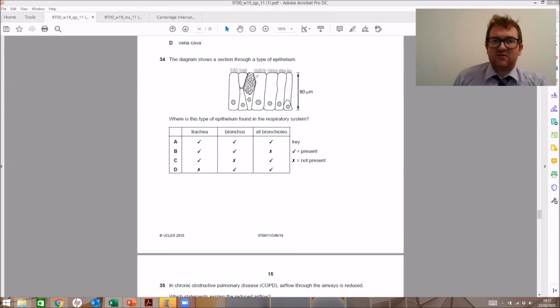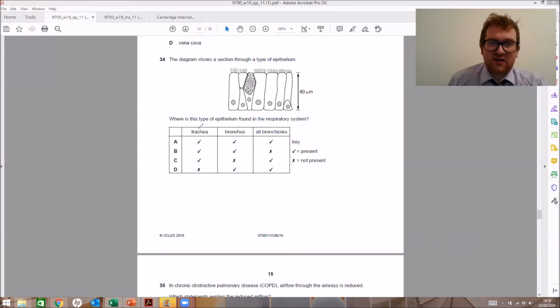Okay. So obviously this looks like a goblet cell, that's a mucus secreting cell, and then you've got your ciliated epithelial cells here. Now, these are located in the trachea and the bronchus. The bronchioles don't have these structures because they're already quite small and narrow, so that you don't want them clogged up with mucus. Okay. Now, as a result, we can use this to eliminate the answers.